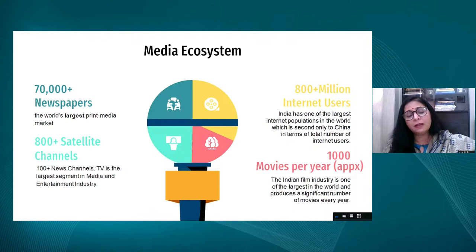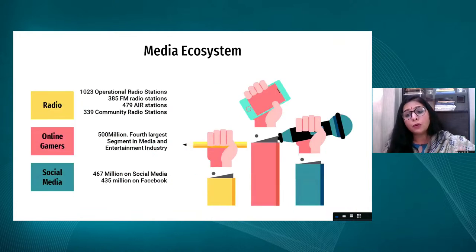Movies, cinema, huge in number. Thousands of films are being produced every year, not only Bollywood but others also. So this is the media ecosystem in India. If you look at the radio, we have 1,023 operational radio stations, 385 FM radio stations, 479 AIR stations, 339 community radio stations.